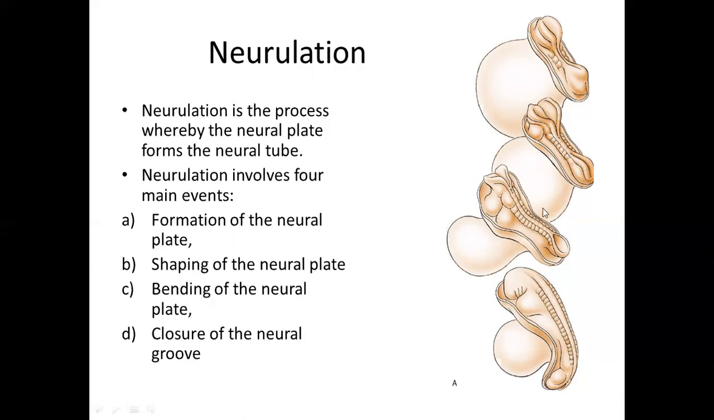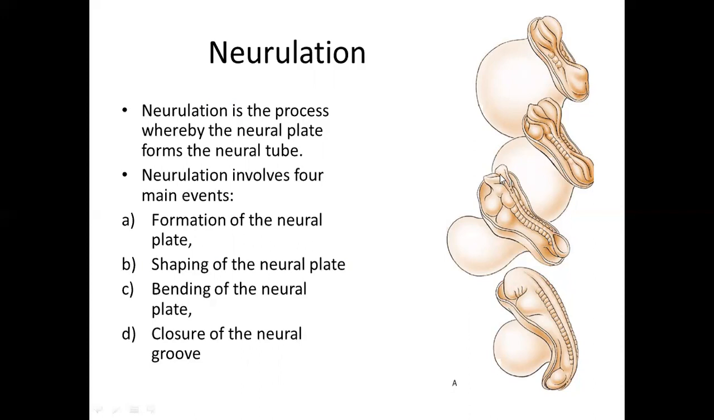Then it undergoes bending. So when it bends like a book, a groove is formed. So a neural groove is formed during bending. And finally, the closure of this neural groove. So when this neural groove is forming, there is formation of the two pores, anterior and posterior neuropores.